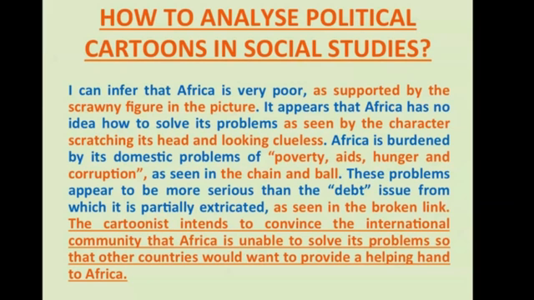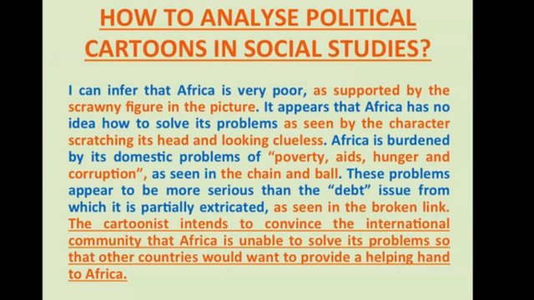Africa is also burdened by its domestic problems of, quote, poverty, AIDS, hunger and corruption. Where you can, you might want to quote the exact words from the source to back up your answer. And you can further elaborate by saying, as seen in the ball and chain that is shackling the character in the picture, these problems also appear to be more serious than the debt issue, from which Africa is partially extricated, as seen in the broken link.